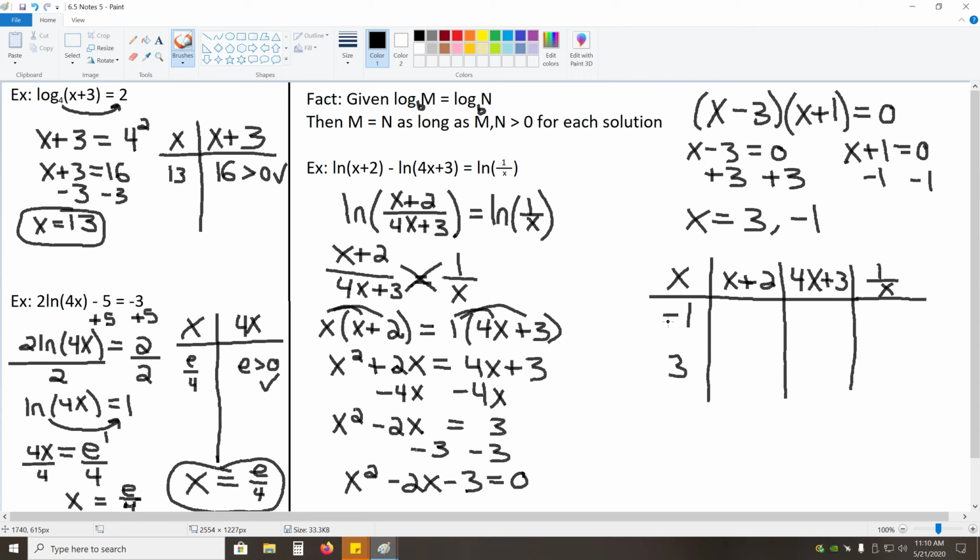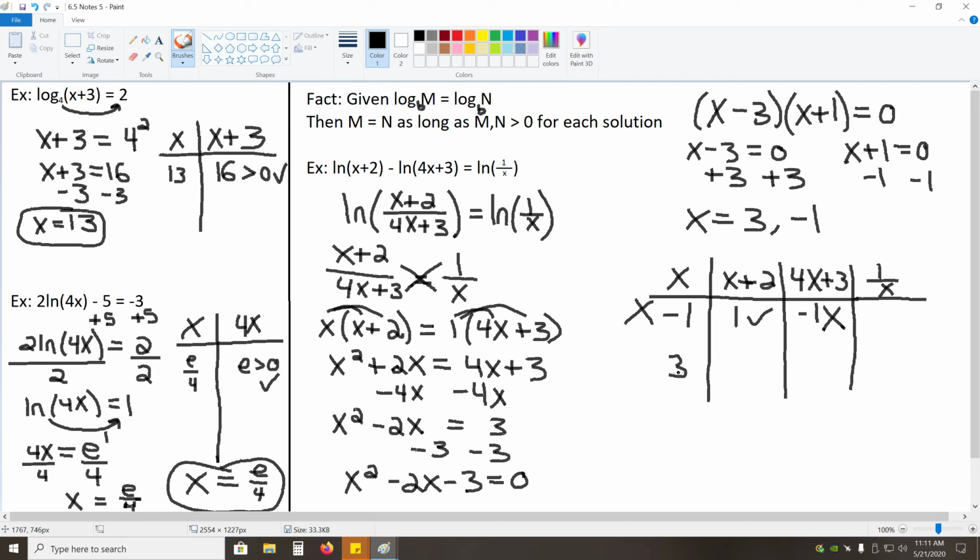So the first one, when we plug negative 1 into it, we get negative 1 plus 2 is positive 1. That checks out. The second one, when we plug negative 1 into it, we get 4 times negative 1 is negative 4 plus 3 is negative 1. That does not work out. As soon as it fails one of them, it doesn't matter, it's automatically out. Negative 1 is no longer a solution.